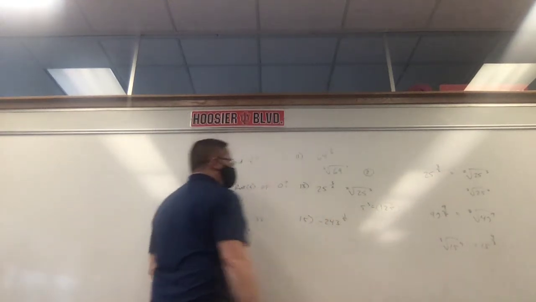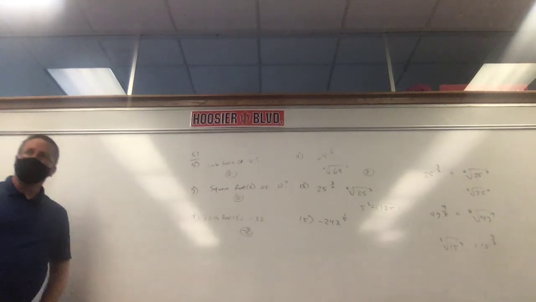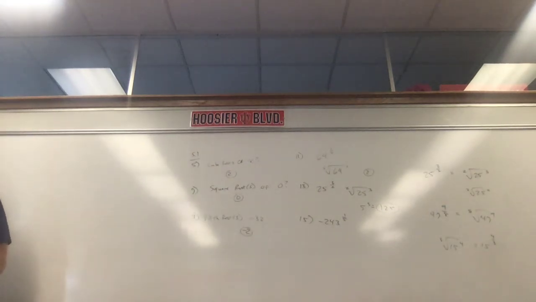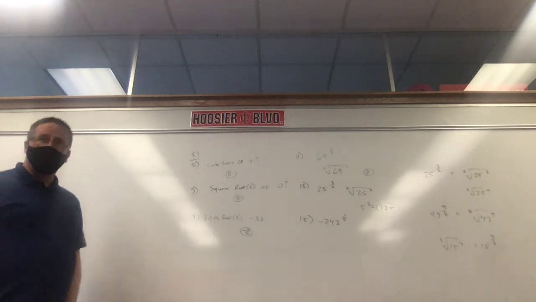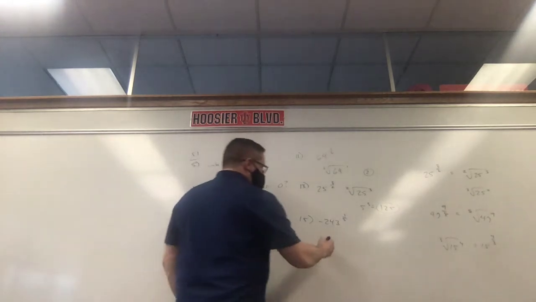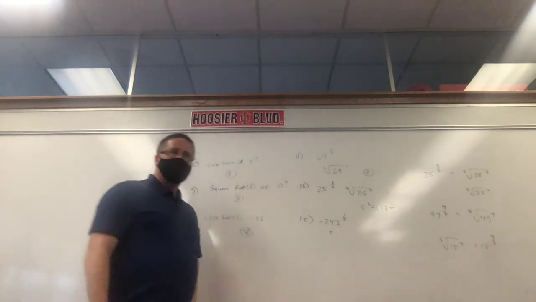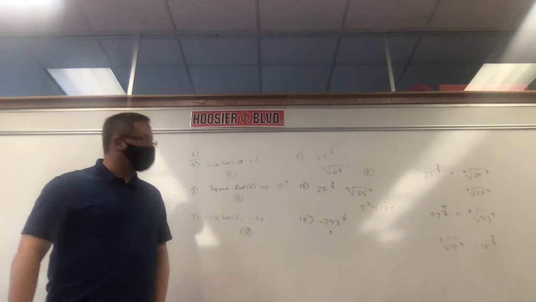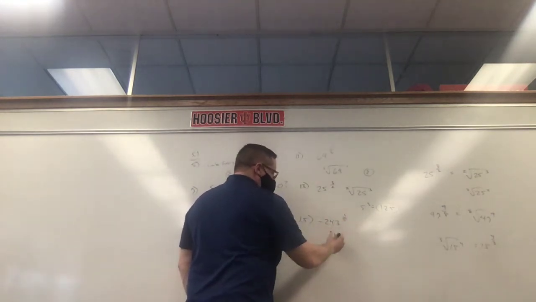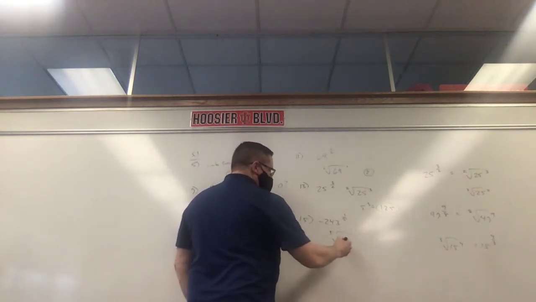Negative 243 to the 1/5 power. What's the answer? Me neither. So let's rewrite it. The what root of what? The 5th. Why did I write 5 first? Because it's the last thing I wrote. The last thing I wrote was 5, so it's the first thing I write. The 5th root of 243.